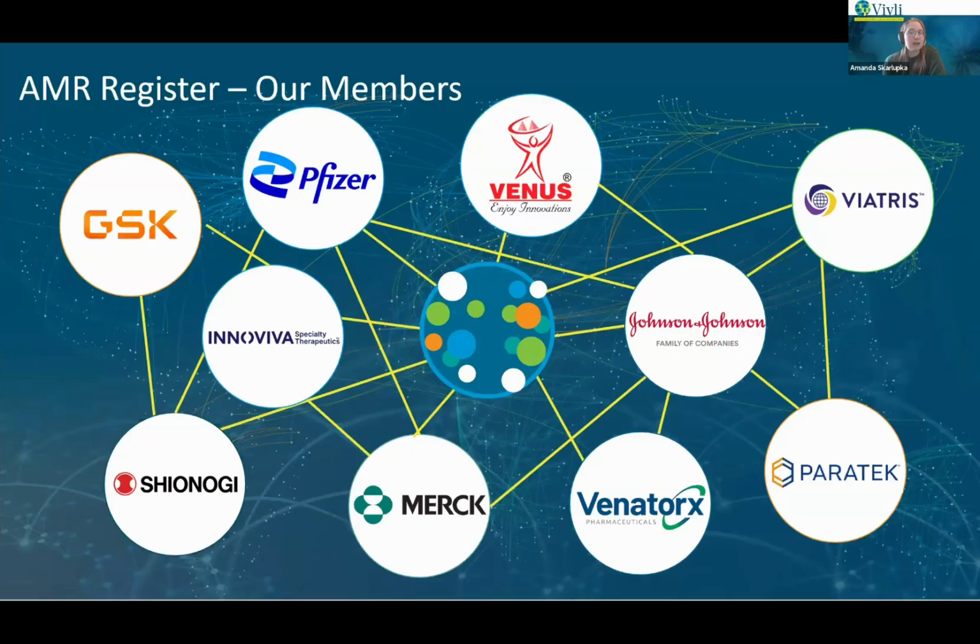The AMR register is a membership base, and we have 10 different industry members who contribute their data sets for sharing. So these members have been generating local antibiotic susceptibility data, and have committed to sharing their data with researchers, the public health bodies, and healthcare professionals. And we work with them to help improve the understanding of the resistance trends and inform appropriate antibiotic and vaccine use over time. And ideally, this is to help increase surveillance capabilities globally.